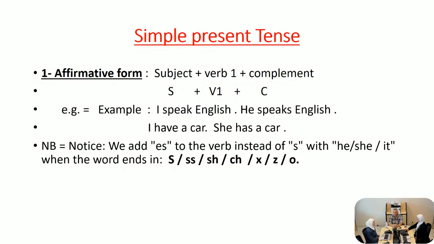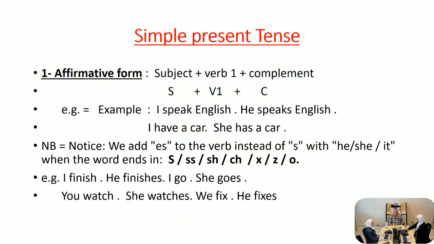Notice we add es to the verb instead of only s with he, she, it when the verb ends in s, ss, sh, ch, x, z, and o. I finish, he finishes, it ends with es. I go, she goes. You watch, she watches, we fix, he fixes.